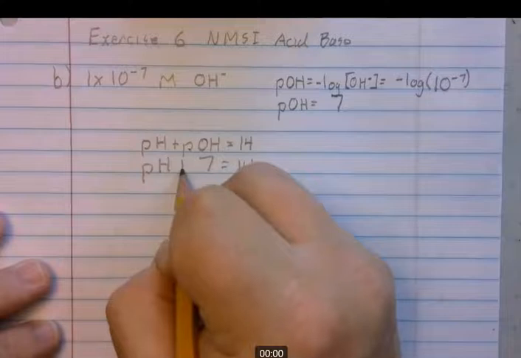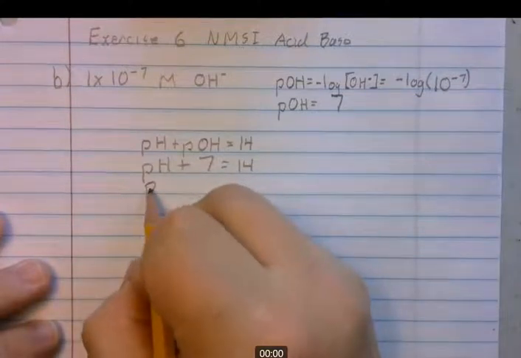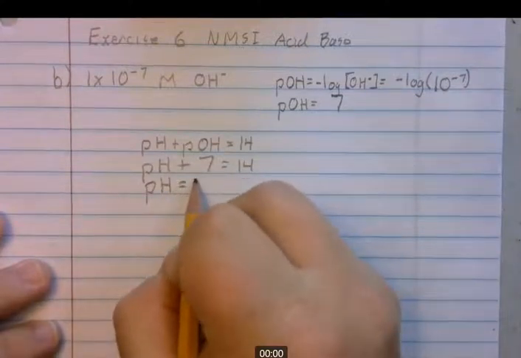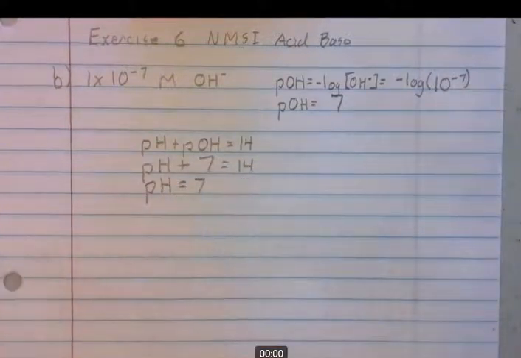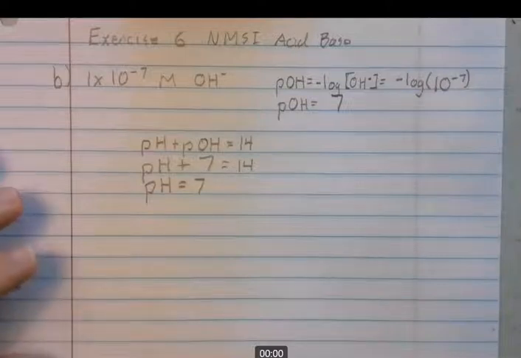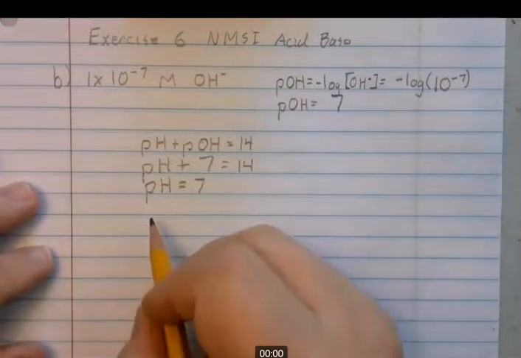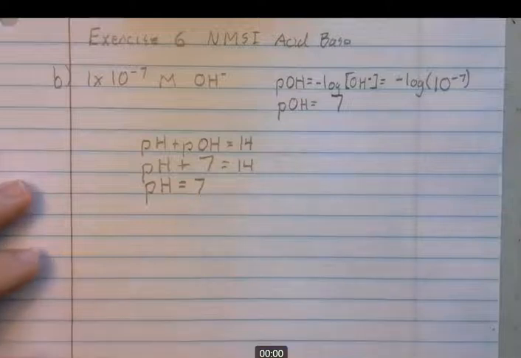pH plus pOH, so therefore pH equals 7. I think you can tell intuitively that this is a neutral substance because they both are 7, pH and pOH. Alright, let's go ahead and figure out the H concentration though. So what's the H concentration if you know the pH?